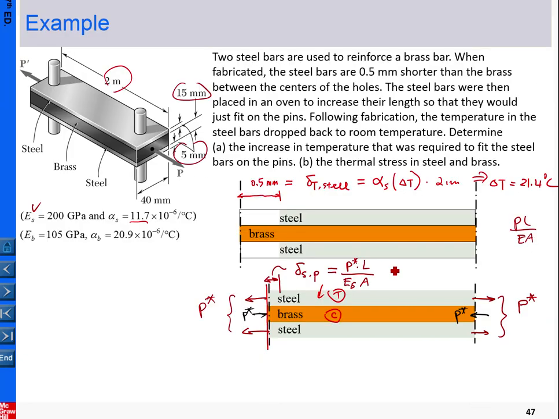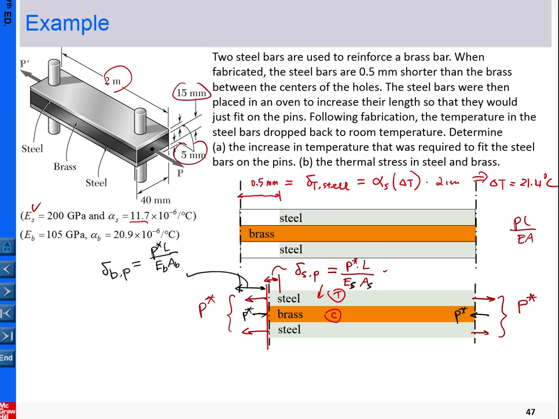Okay, so basically you can have this one done, and on the other side, this is the bar, and the bar has been compressed by this distance here. This is delta brass, and due to loading, that is again PL over EA, with L, E brass, A brass. Okay, so this is the steel, this is steel.